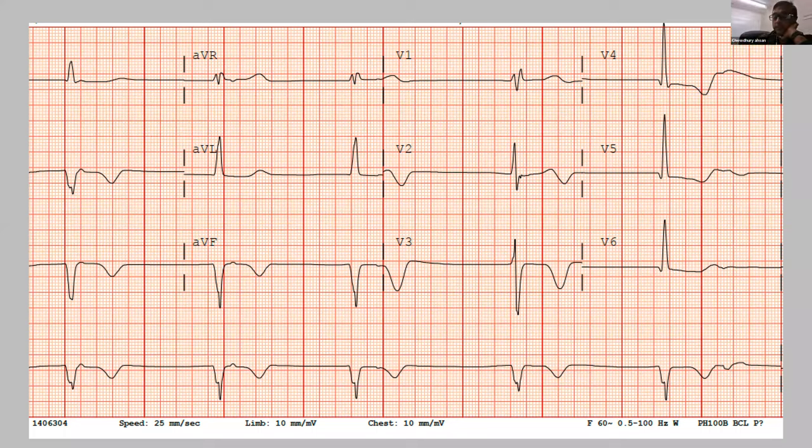If we follow the lead to rhythm strip, yes, the apparent P waves being seen are positive. So can it be junctional? Because retrograde P should not be positive in lead 2. And yes, also the distance from the V-wave and retrograde P, if you think about that, it's also different. So it's probably running separately.